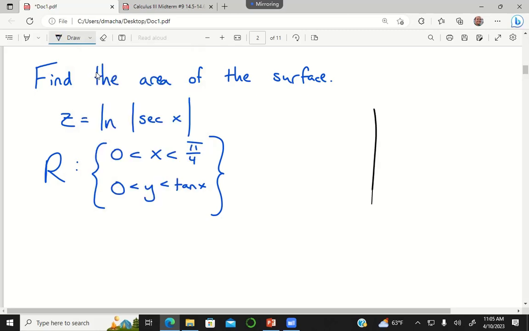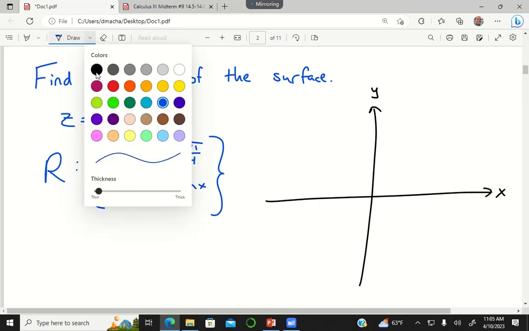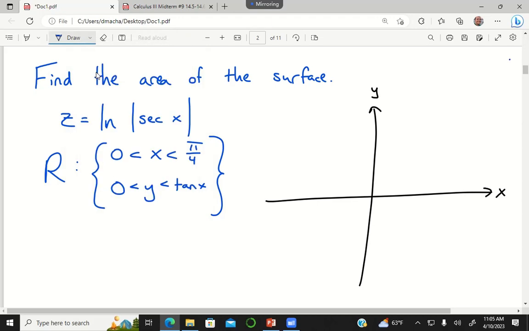So I'm going to try to draw what this would look like as just the region in the xy plane. Again, x is allowed to be somewhere between 0 and pi over 4, and then y is going to be somewhere between 0 and tangent x. I know the tangent function crosses through the origin like that, and then it goes up really rapidly. What is tangent of pi over 4? 1. Yeah, that would be 1.